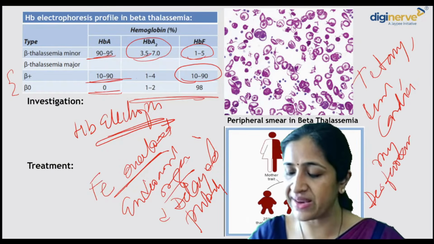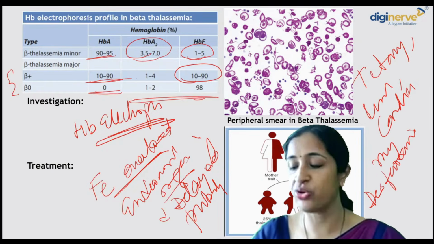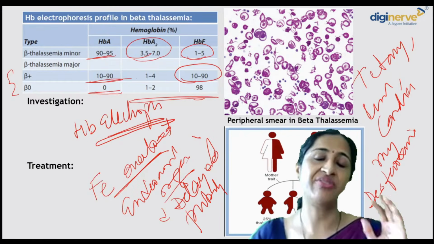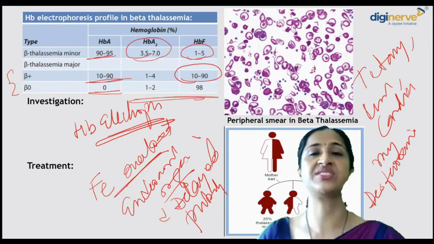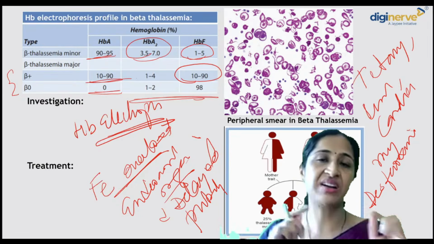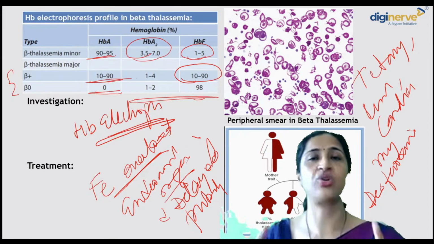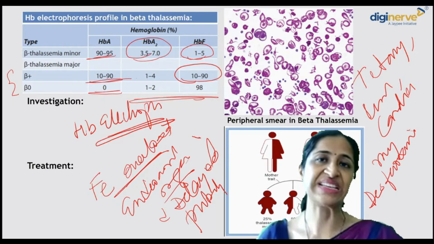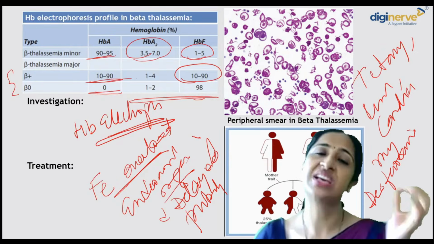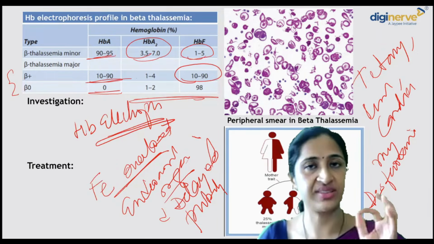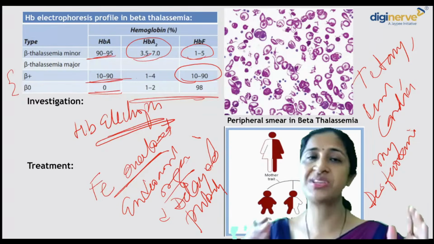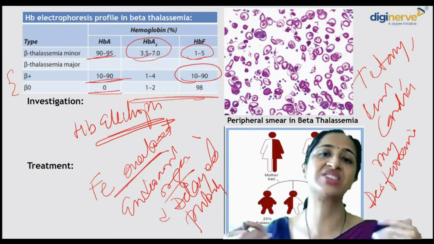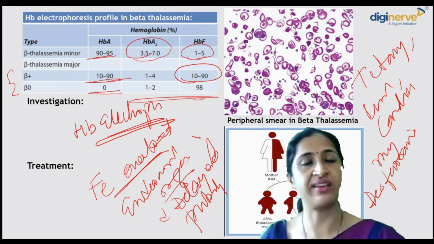desferrioxamine. This is the parenteral drug. Deferiprone and deferasirox are the two oral iron chelators, and very good chelation is needed if a child is transfusion dependent. Iron deposits in endocrine organs maximally, apart from the reticuloendothelial organs. Slate gray pigmentation of skin is also because of iron deposition under the skin. Why does iron deposit? Because iron is only controlled at the point of absorption. There is no excretory pathway for iron in the body.